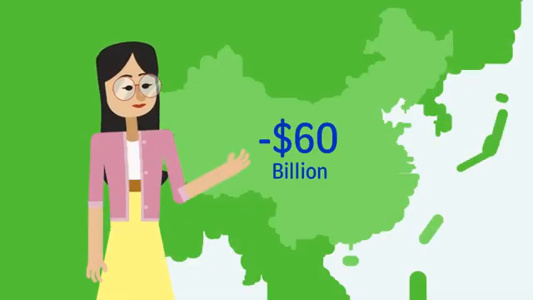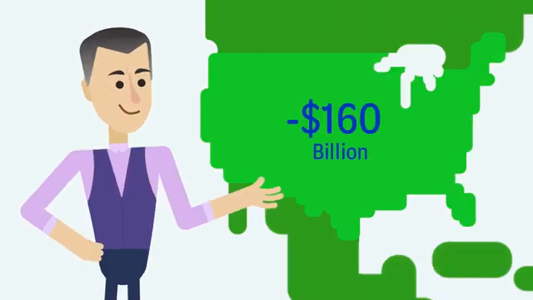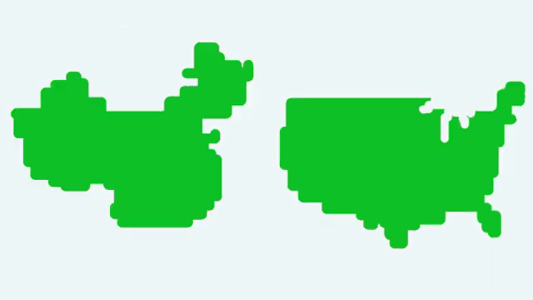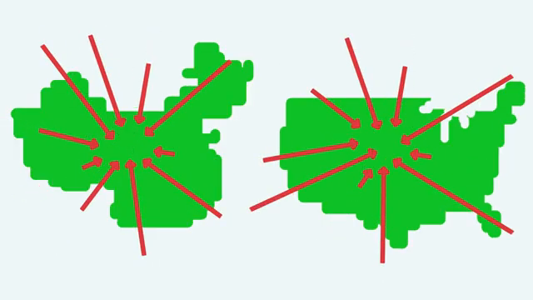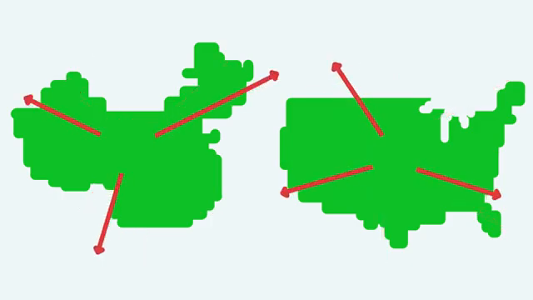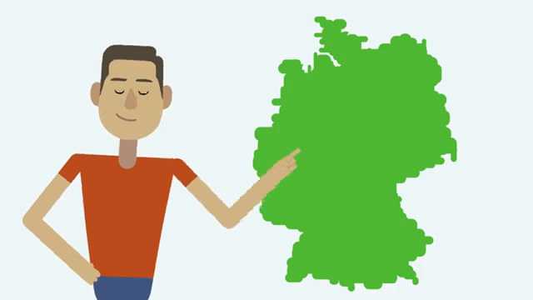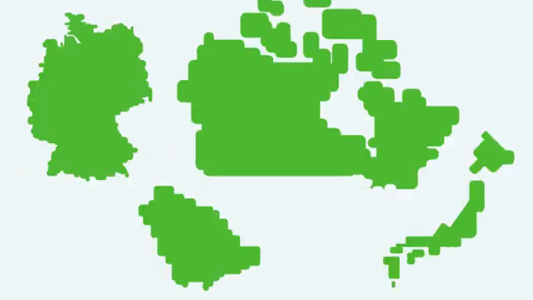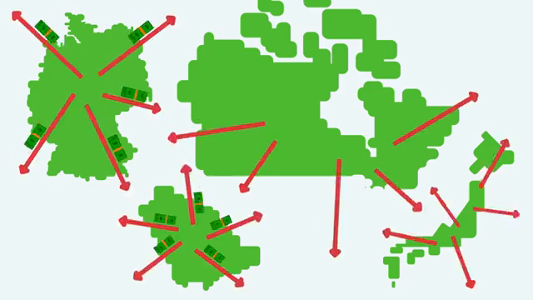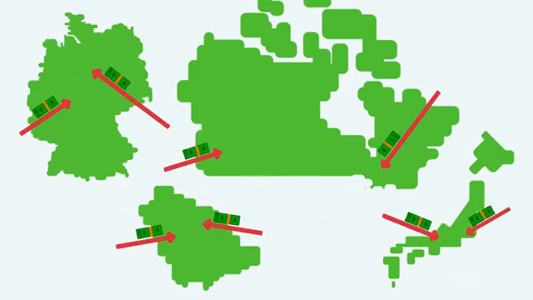This chart shows that most countries have a negative net inflow. China has a negative $60 billion net inflow, and the US has a negative $160 billion net inflow. Again, this means that countries invest more in companies in China and the US than China and the US invest in companies in other countries. Japan, Germany, Canada, and Saudi Arabia are all examples of the few countries with positive net flow, meaning they invest more in other countries' economies than other countries invest in their economies.